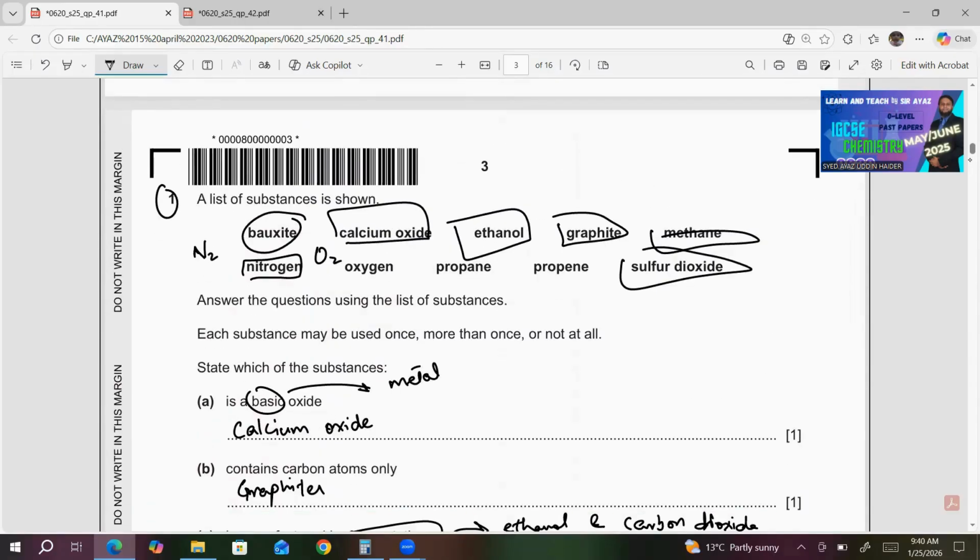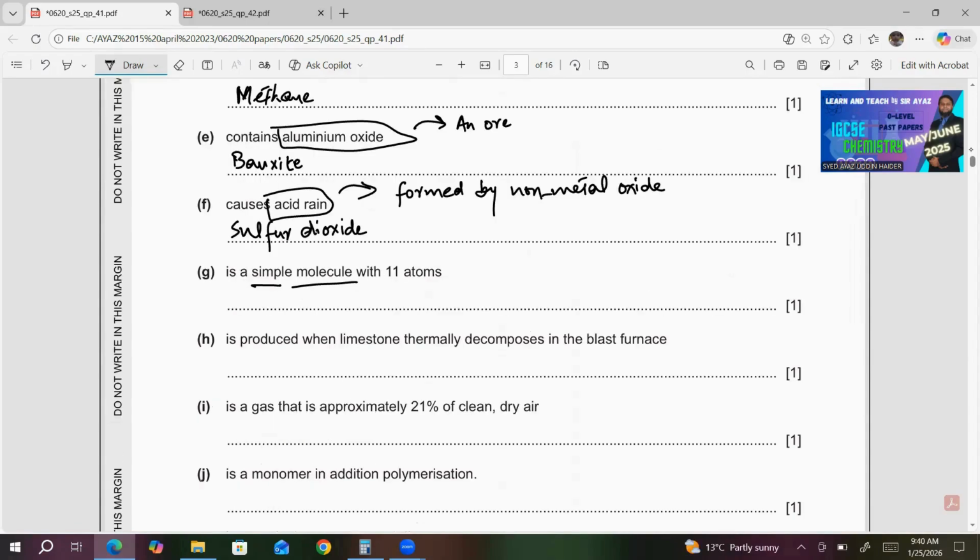Propane is the third member of alkane. You know the general formula of alkane, CnH2n plus 2. The third member means C3H2 times 3 is 6, 6 plus 2, 8. So C3H8, 8 plus 3, 11. So propane must be the right answer. There's no need to look at the other choices. It's a simple molecule with 11 atoms.